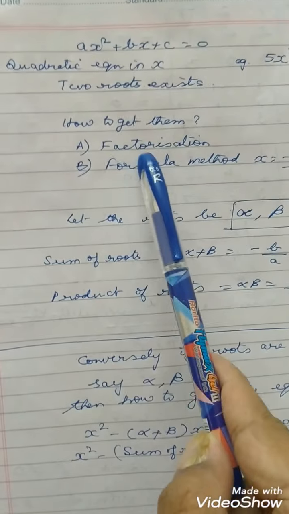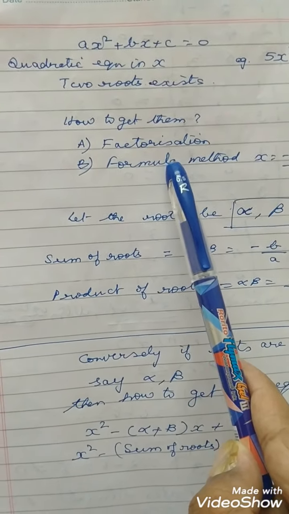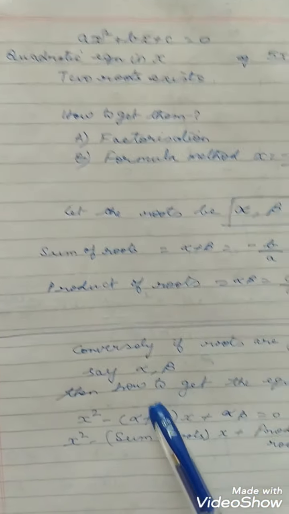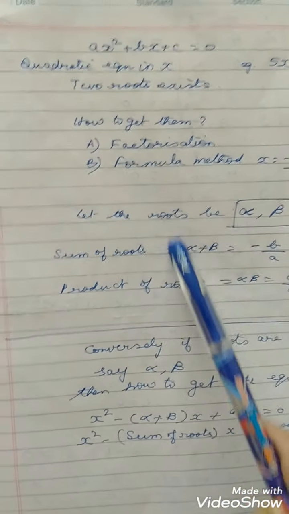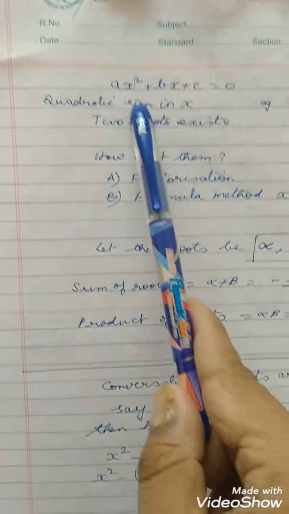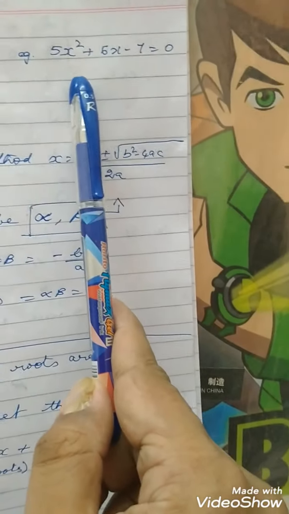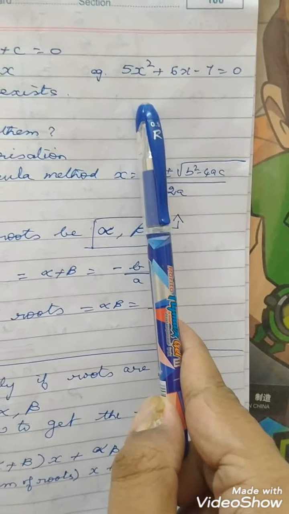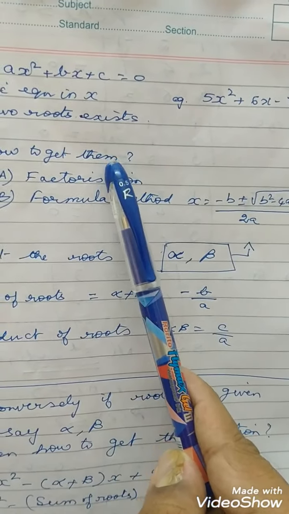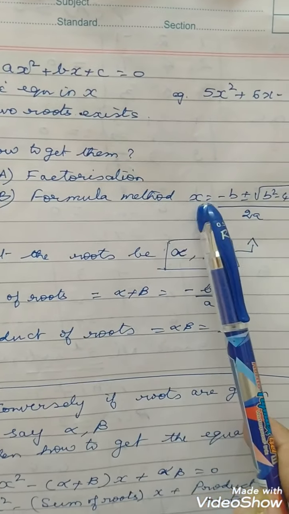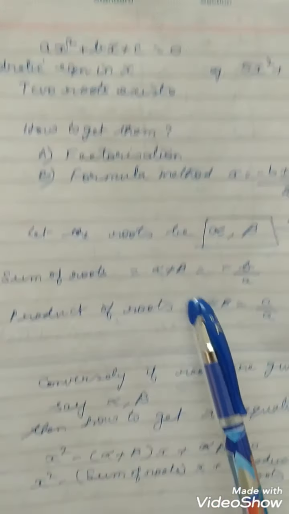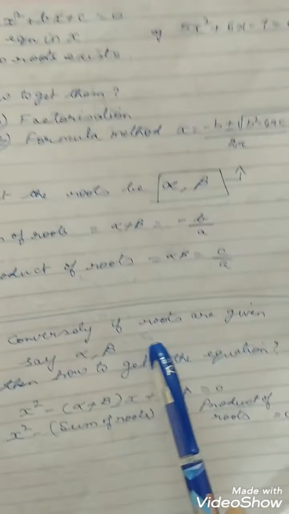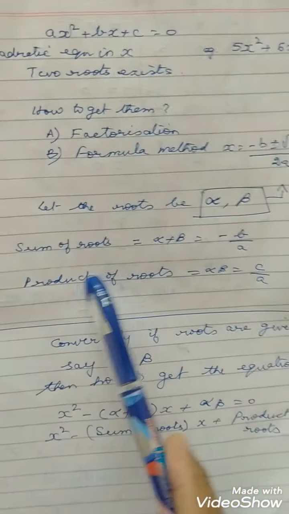How do you get the roots? By these two methods. Now, you're going to be given the roots and you're asked to find out the equation. Please try to figure out the difference. Here, equation is given, and you are asked to find out the roots. How will you find out the roots? Factorization method and formula method. This is an extra feature. Now, the roots are given and you're going to find out the equation.